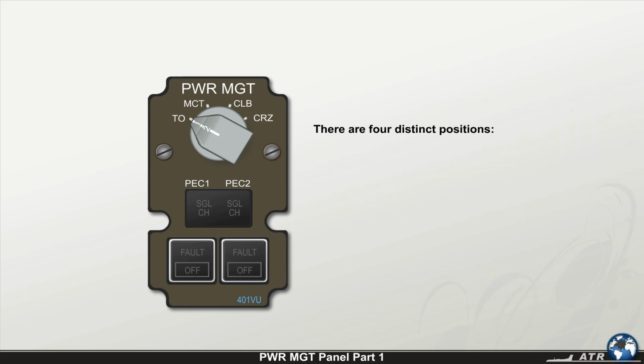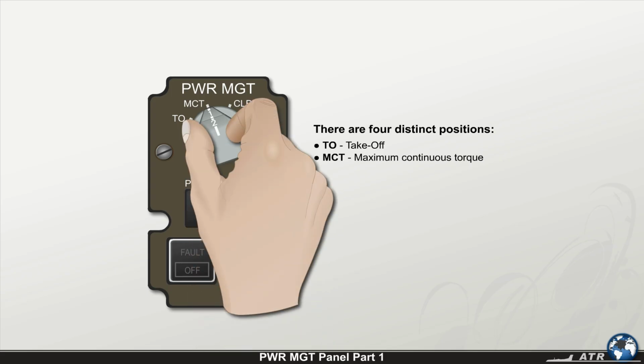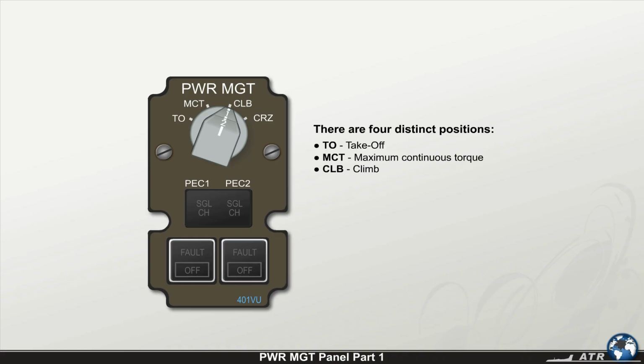There are four distinct positions: TO, takeoff, MCT, maximum continuous torque, CLB, climb, and CRZ, cruise.